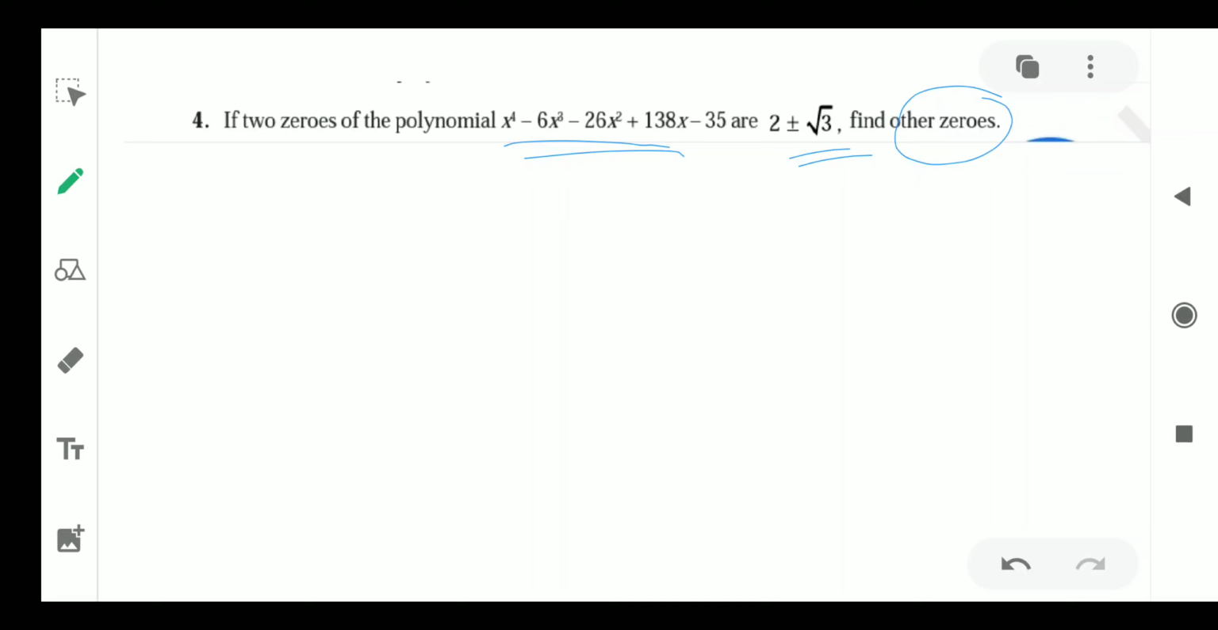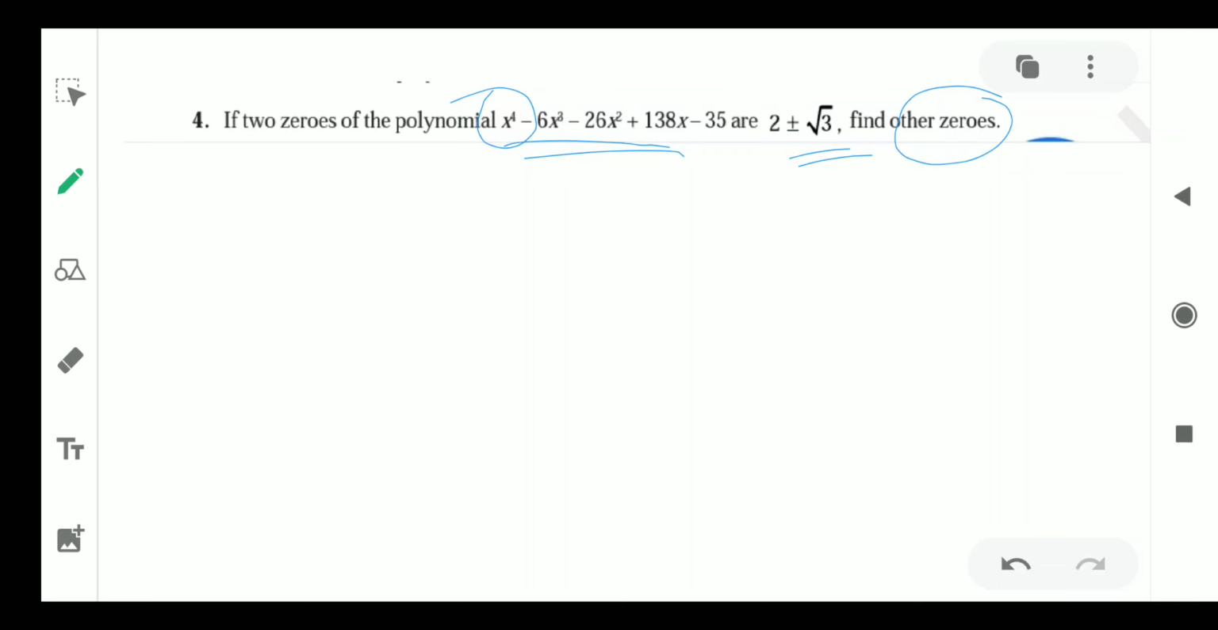Here only two zeros are given. 2 plus root 3 is one zero, 2 minus root 3 is another zero. But because it is a fourth degree polynomial, we will have 4 zeros. 4 roots will be there for a fourth degree polynomial equation. So the power of degree represents the number of zeros or number of roots.